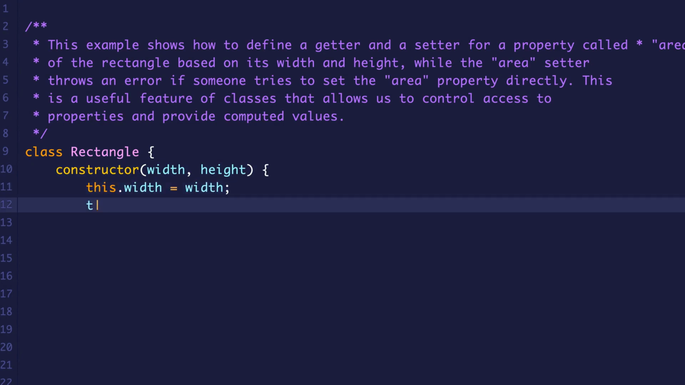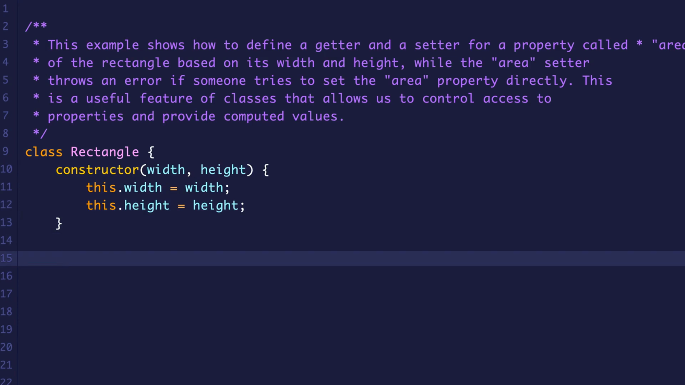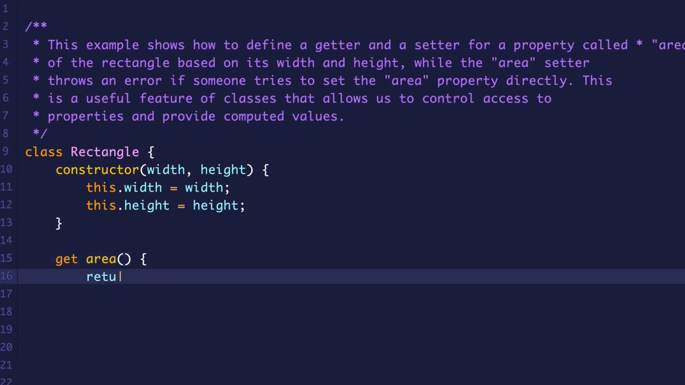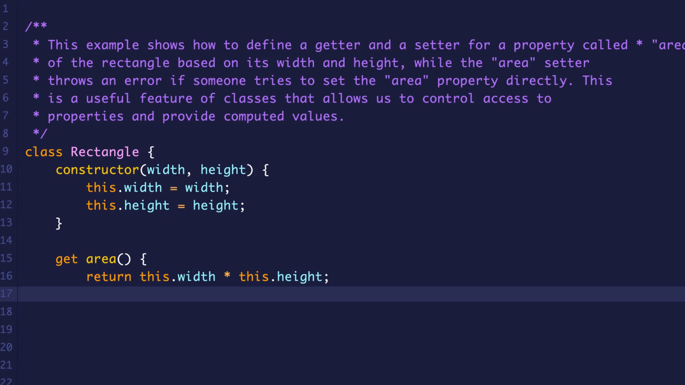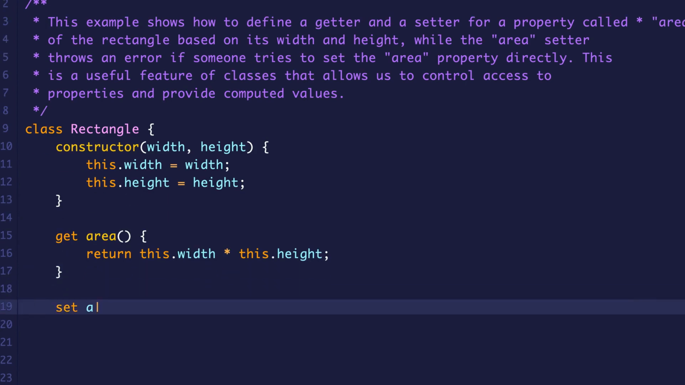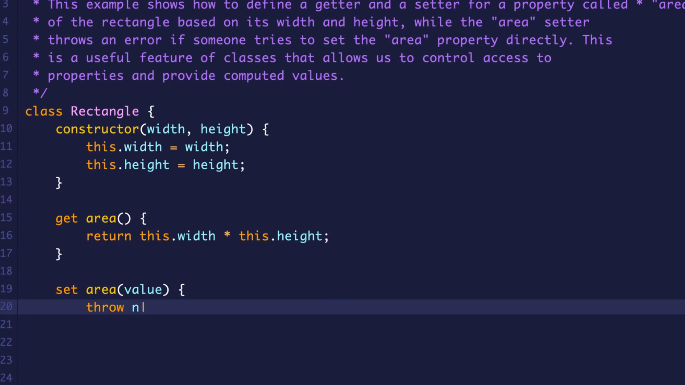This example shows how to define a getter and a setter for a property called area on a class called Rectangle. The area getter calculates the area of the rectangle based on its width and height, while the area setter throws an error if someone tries to set the area property directly. This is a useful feature of classes that allows us to control access to properties and provide computed values.